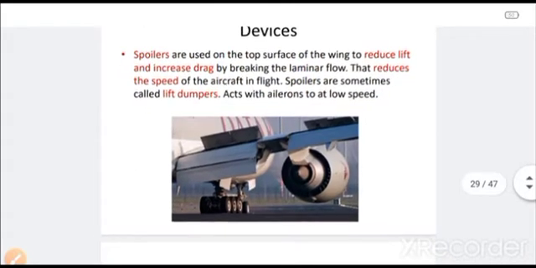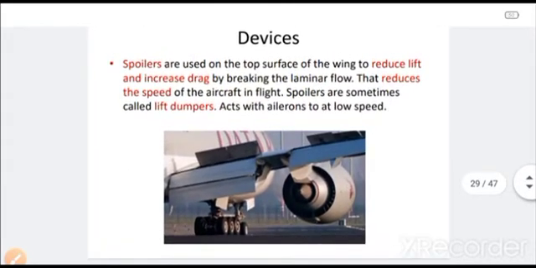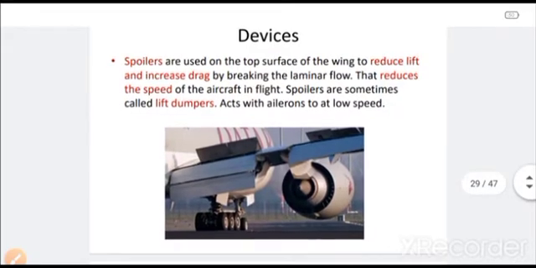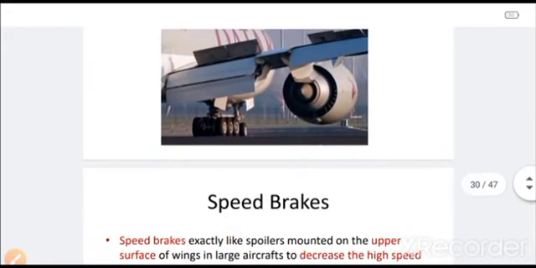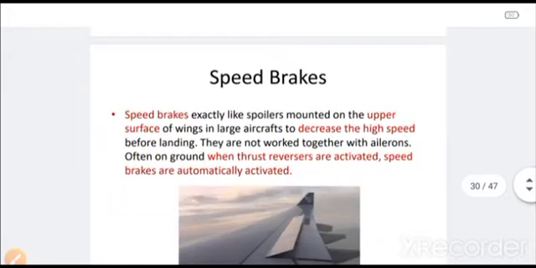Okay, and they normally act together with the ailerons to control the aircraft at low speed. At high speed it is not required. The ailerons are capable enough to roll the aircraft when needed.